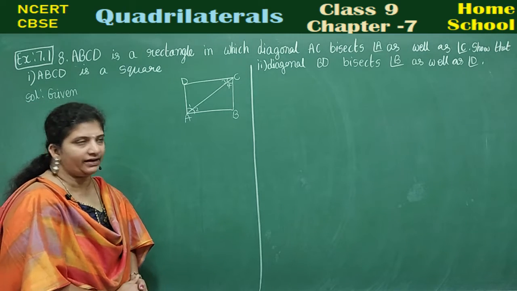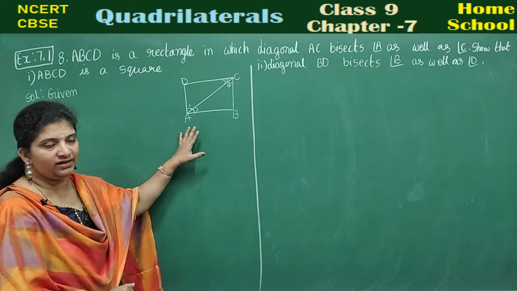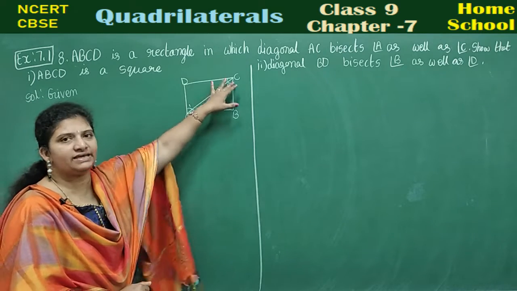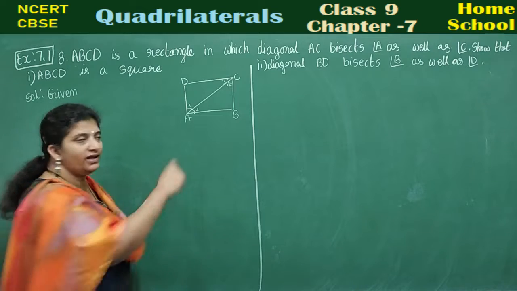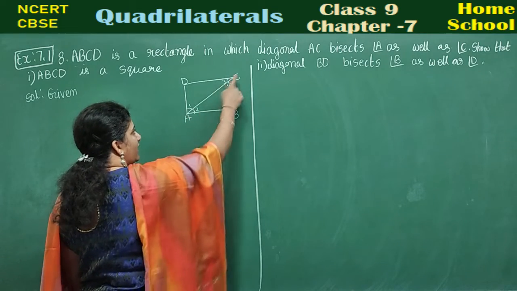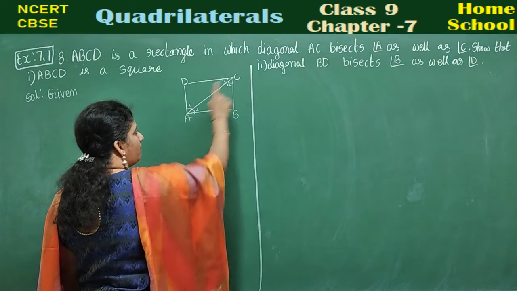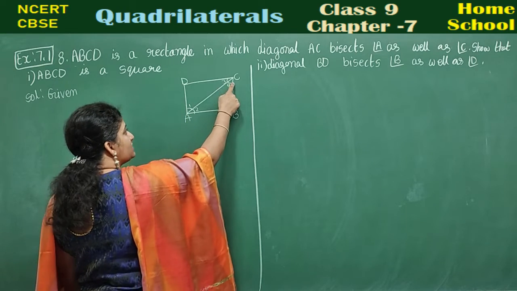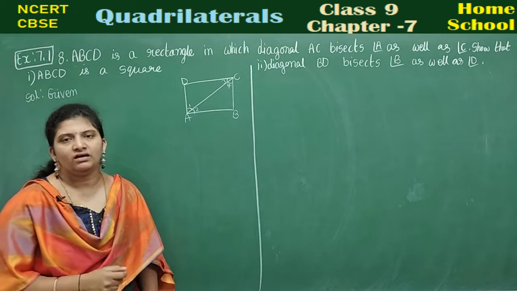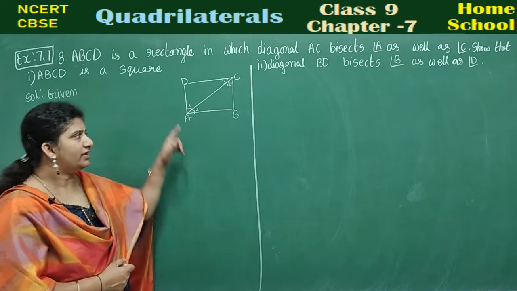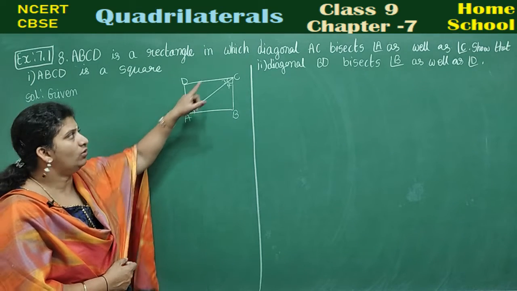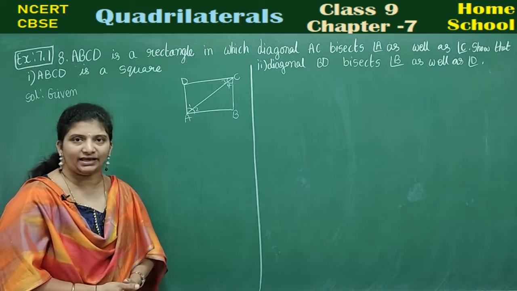ABCD is a rectangle. You can see the rectangle here. ABCD is a rectangle in which diagonal AC bisects angle A as well as angle C. If it is bisecting, these two angles must be equal. That is, angle 1 equal to angle 2 and angle 3 is equal to angle 4.